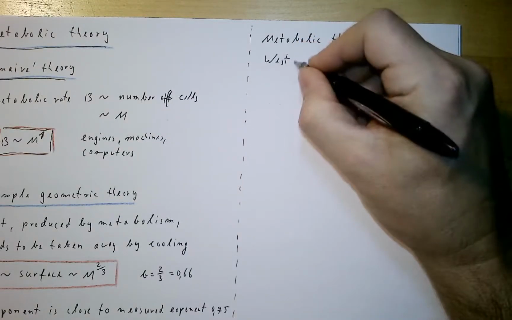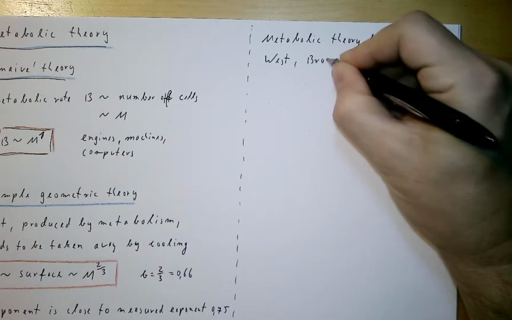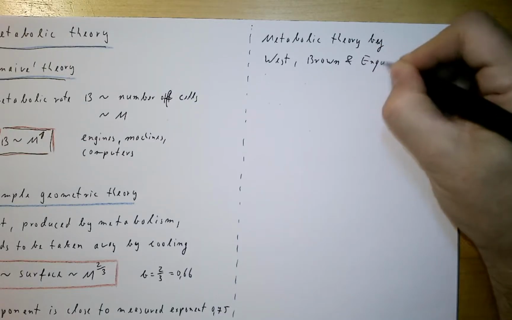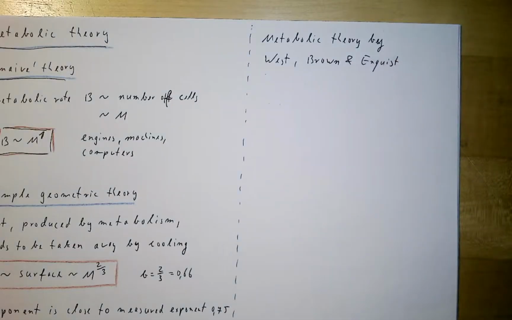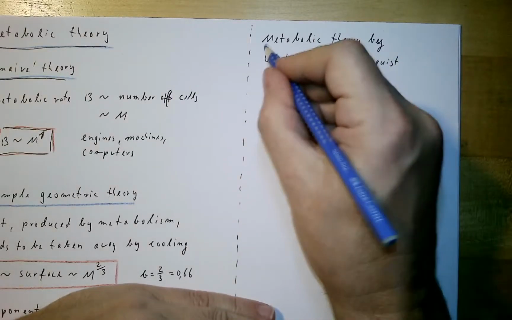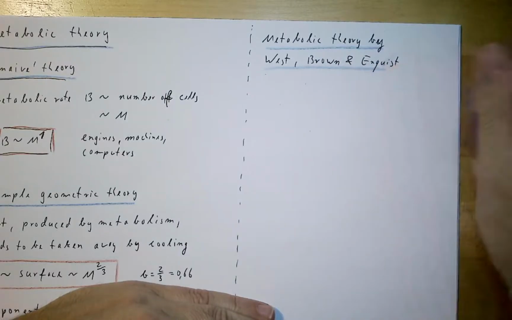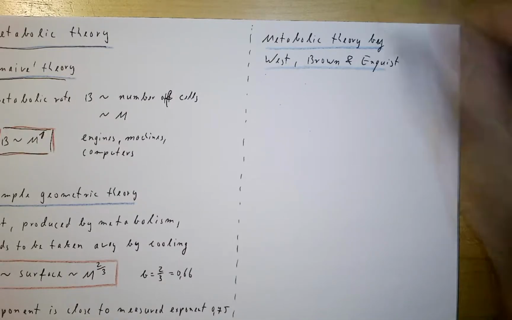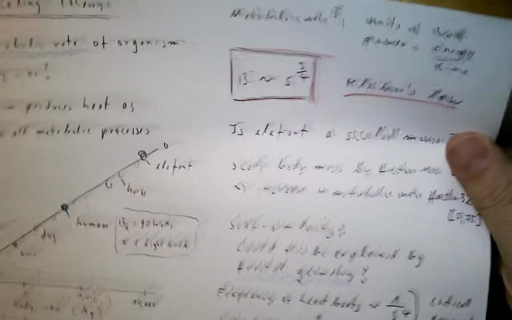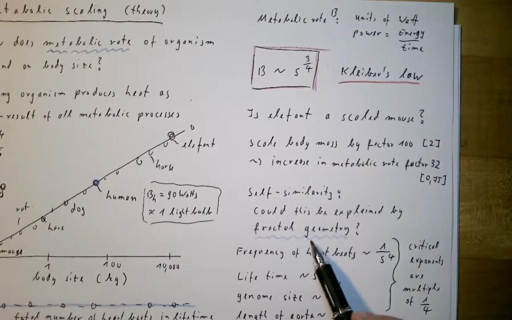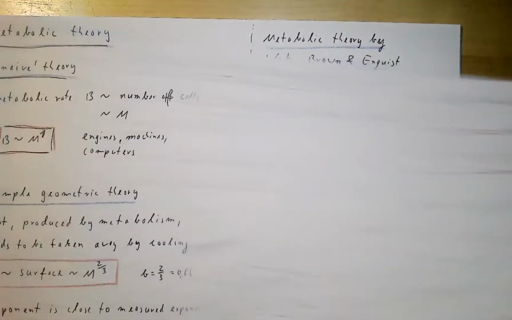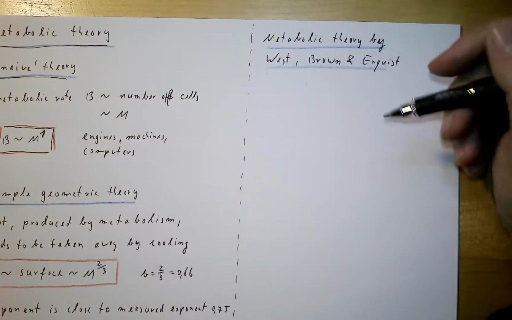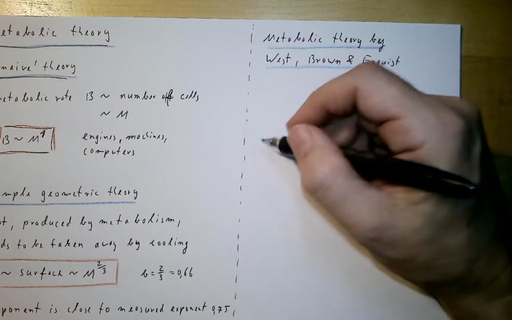So three scientists, West, Brown and Enquist, so West, Brown, Enquist theory. And this basically goes to what we had already here, that we said maybe a fractal geometry could be behind all of this. So we go to fractals, and this again connects why this all comes in this lecture, because we studied this fractal in some detail.